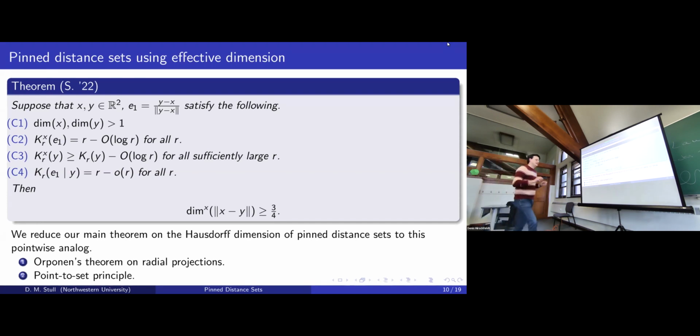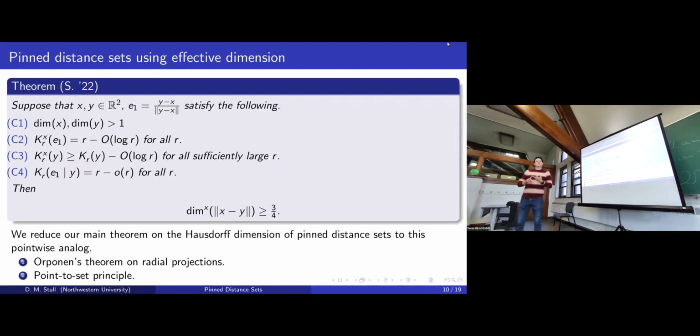The second thing I want to say is I'm going to simplify the exposition by just trying to lower bound the pin distance set by 3/4. So this is just a simplification. If you understand how we do this for 3/4, it's not too bad to recover the full result. Okay, so this is our pointwise analog, and this is what we're going to show.